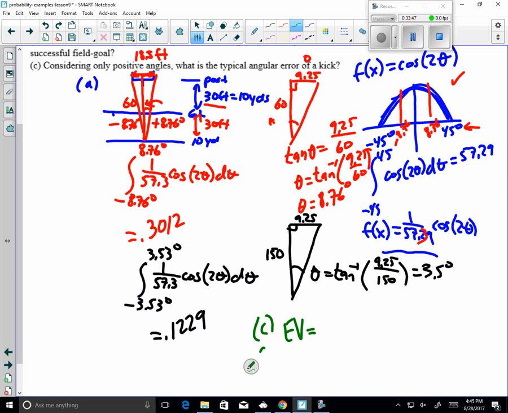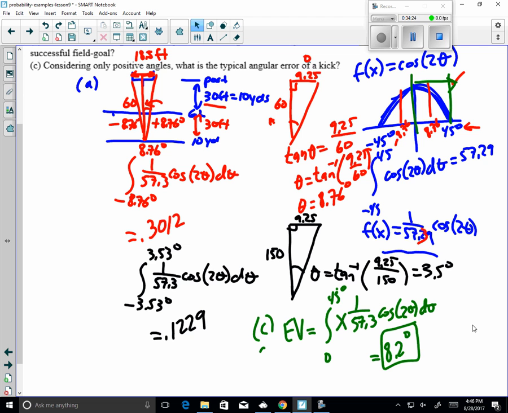And it said considering only positive angles. So I'm going to go from 0 to 45 because that represents all of the positive angles, right? In the PDF here, from here all the way out to the maximum angle, that's from 0 to 45. We'll have the extra x times the probability density function, 1 over 57.3 times the cosine of 2 theta d theta. If you plug that in a calculator, it just turns out to be 8.2. And so that means typically this kicker is off axis by, on average, 8.2 degrees.